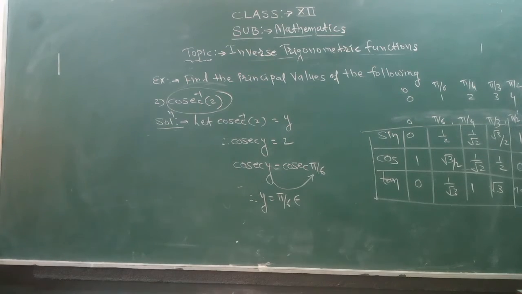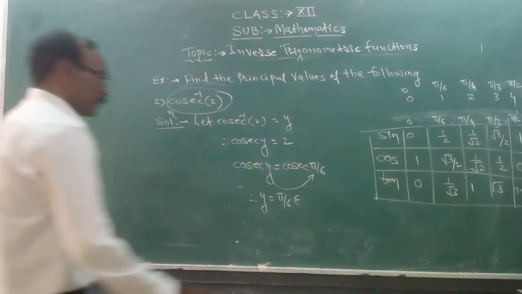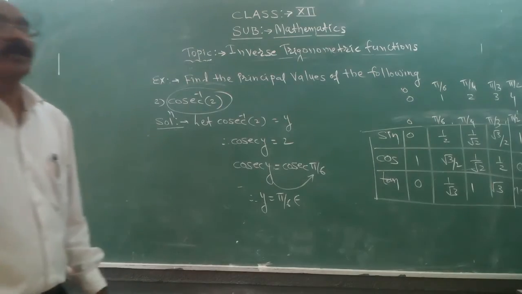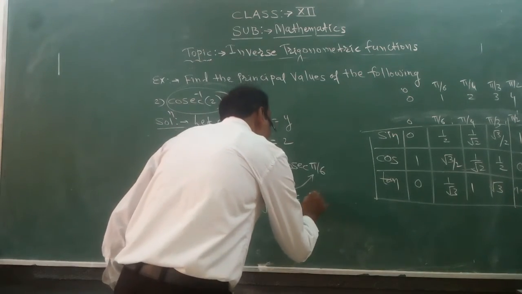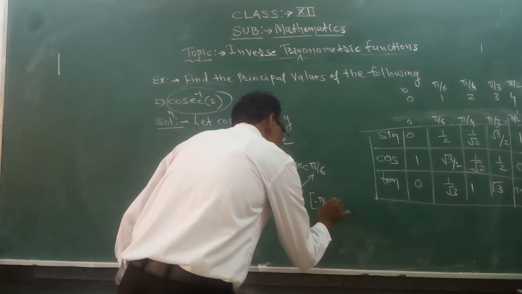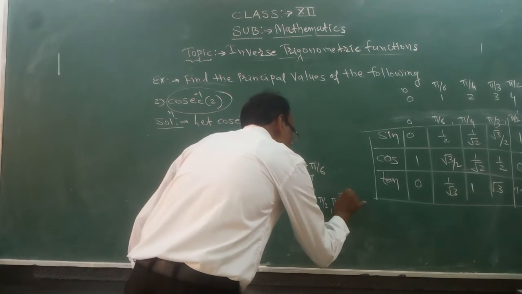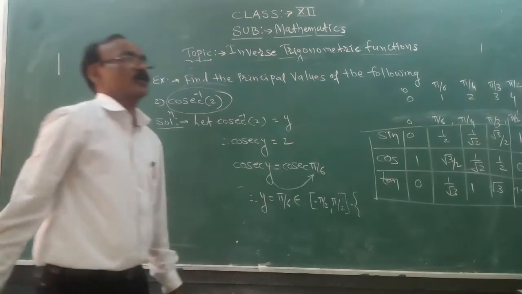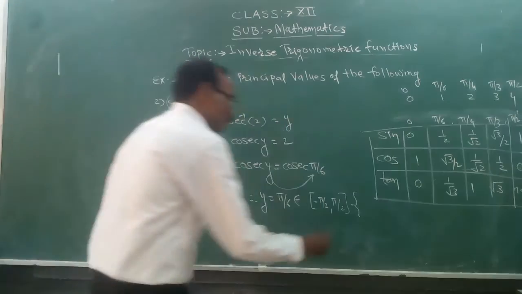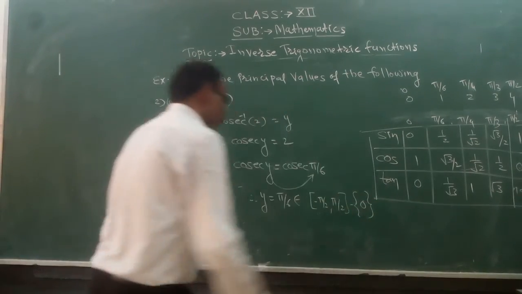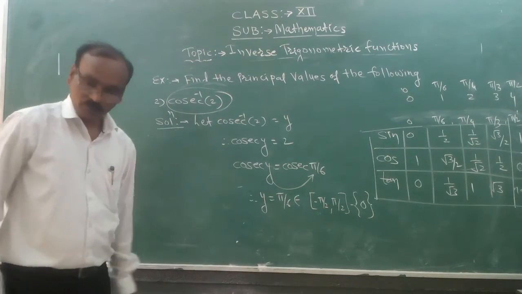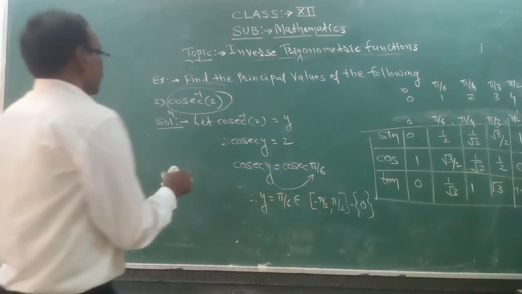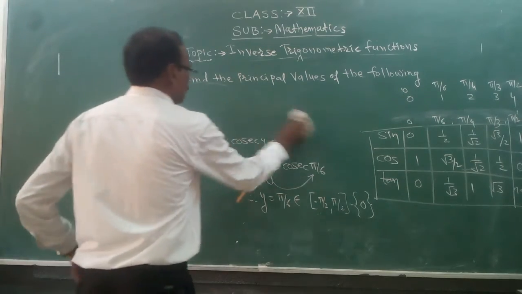What is the principal value branch of cosec inverse? It is R minus the open interval, that is, minus pi by 2 to pi by 2, excluding 0. Pi by 6 belongs to this. Therefore the principal value of this function is pi by 6. Then the next one.